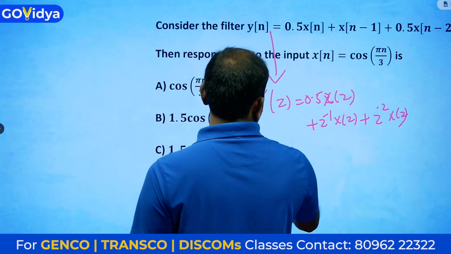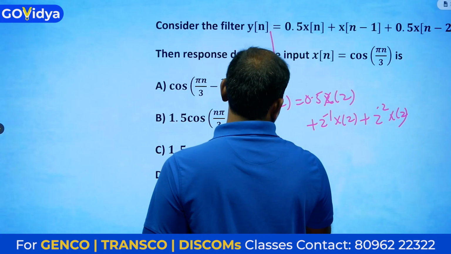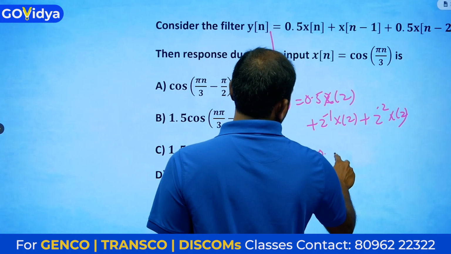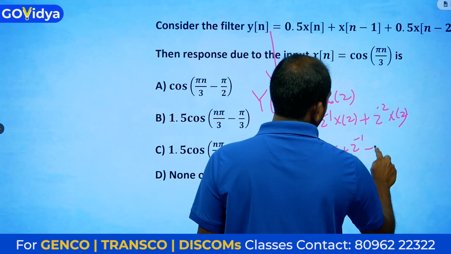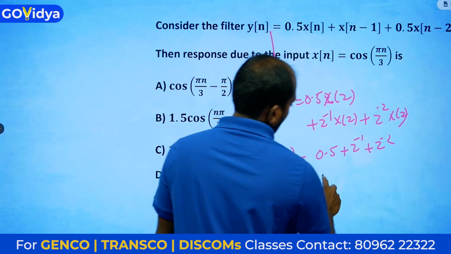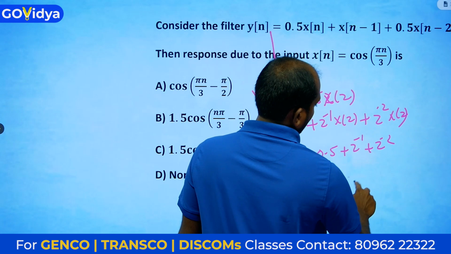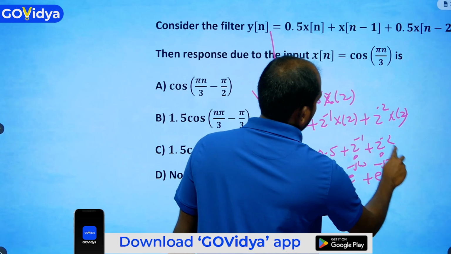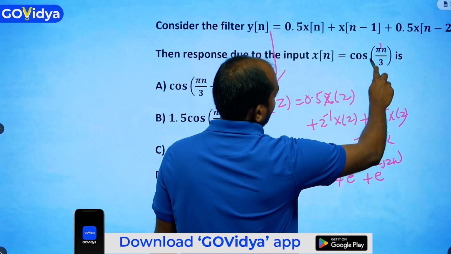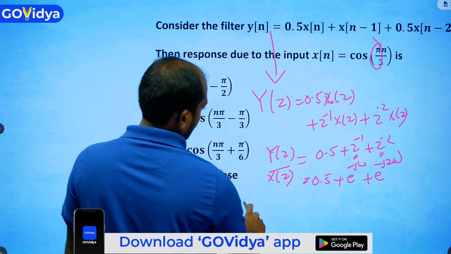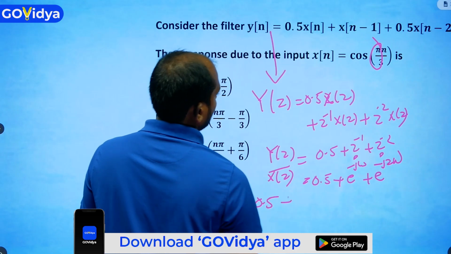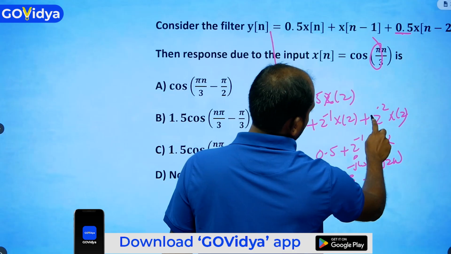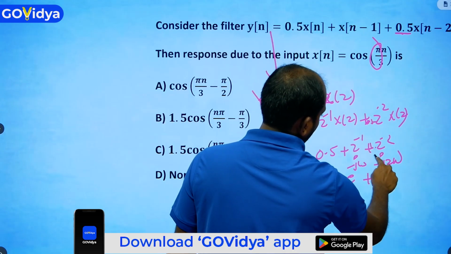If you take x of z to one side, y of z by x of z is nothing but 0.5 plus z power minus 1 plus z power minus 2. Convert to exponential term: 0.5 plus e power minus j omega plus e power minus j 2 omega. In place of omega, put omega equal to pi by 3. 0.5 is nothing but 1 by 2.